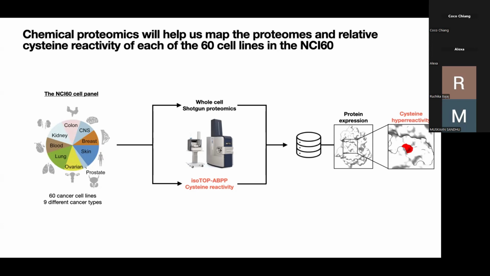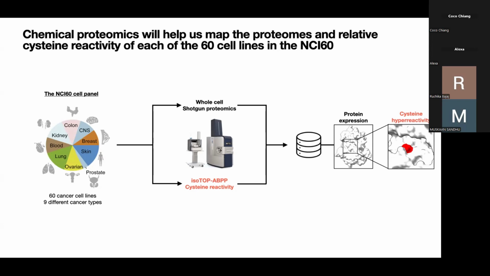And one thing I forgot to mention is that the cool thing about the NCI 60 panel is that it covers 9 different cancer types, and those are mentioned here. So I think this data set offers a really cool opportunity to do several kinds of comparisons: within the same cancer type, cell lines that are of the same cancer, or a cross-cancer analysis of the protein expression and then the cysteine reactivity.